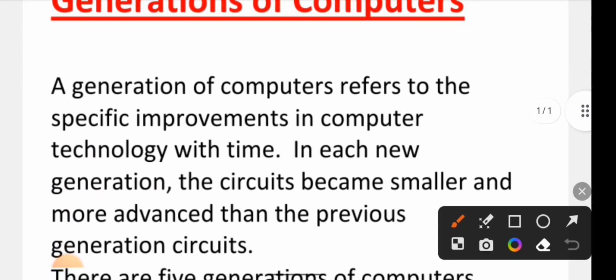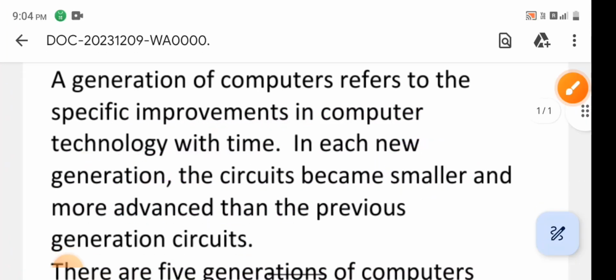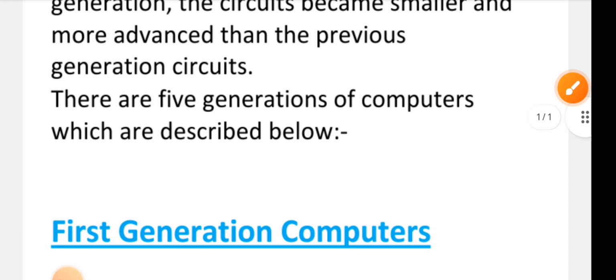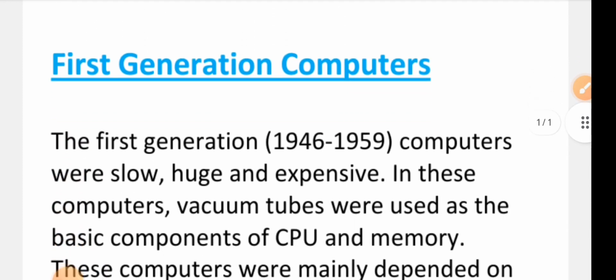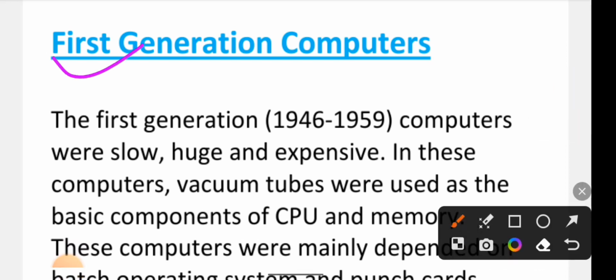As you all know that computer improves its technology with time, and in each generation new circuits become smaller and more advanced than the previous circuits. So students, there are five generation of computer which are described below. Now I am going to describe all the generation in front of you. So first of all, I am just discussing about the first generation.